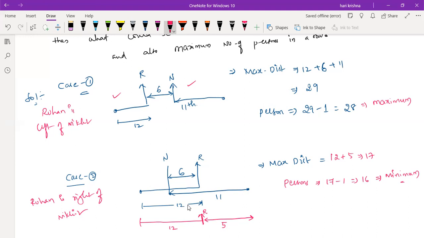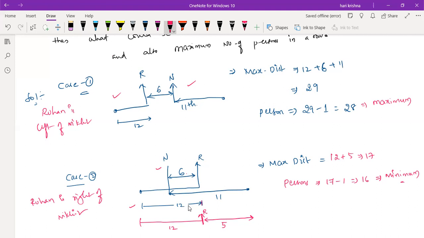So in this case, we have taken Rohan to the right of Nikhil. Rohan's position is 12th from the left hand. At the same time, Nikhil's position is 11th from the right hand. That also we have taken. And there are a total of 6 units of distance between Nikhil and Rohan. Okay, clear up to this?